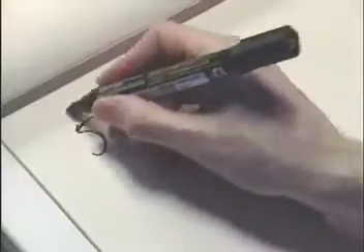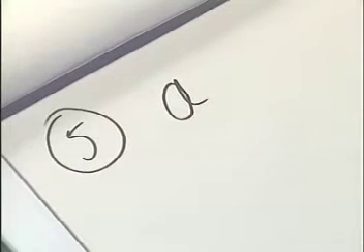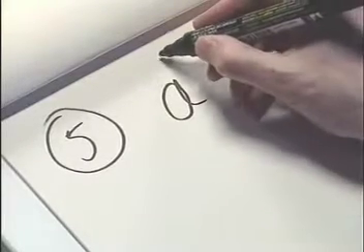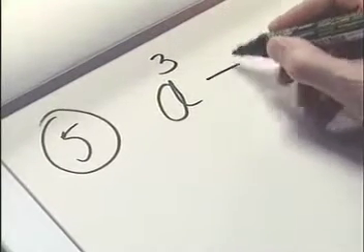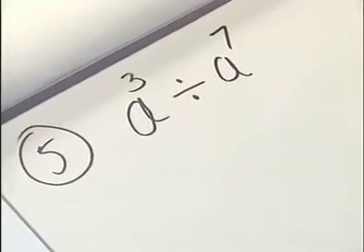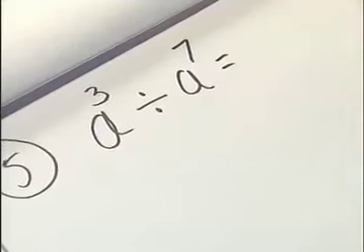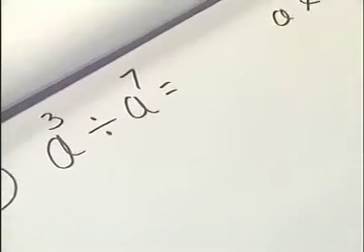Let's have a look now at doing a division. Again, let's take the example that we used when we looked at law 3, except let's turn it round. Let's do the division the other way about: a cubed divided by a to the 7th. Well, we can set that out as we did before, except it will be the other way up.